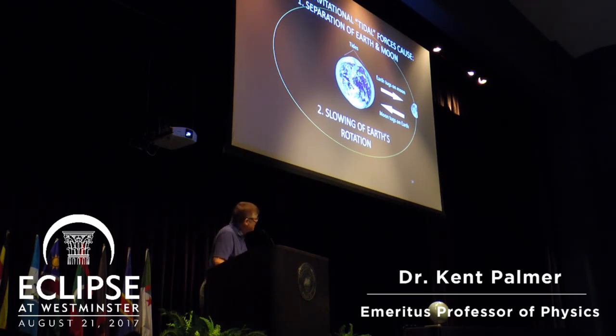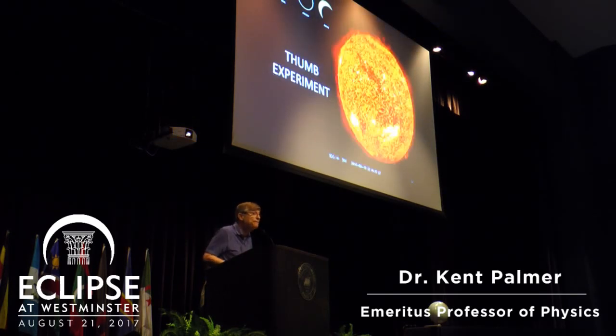Well, right now, I know you're all thinking, Dr. Palmer, if we have a circular orbit like that, how can we have both a total eclipse of the sun or an annular eclipse of the sun? How many were thinking just that? Oh boy.